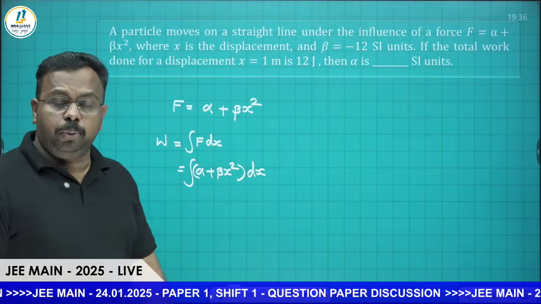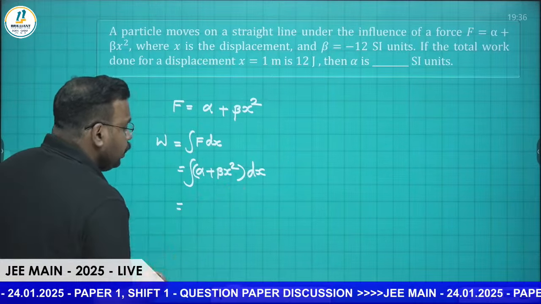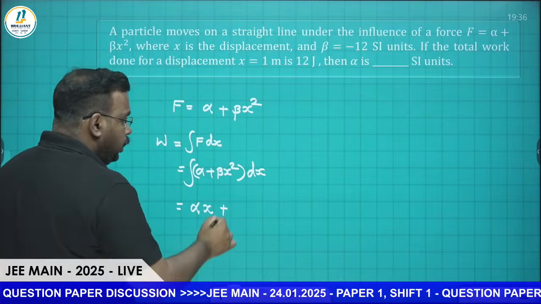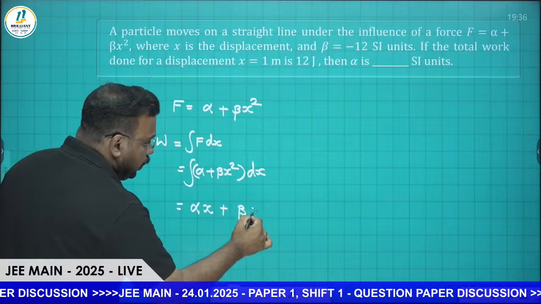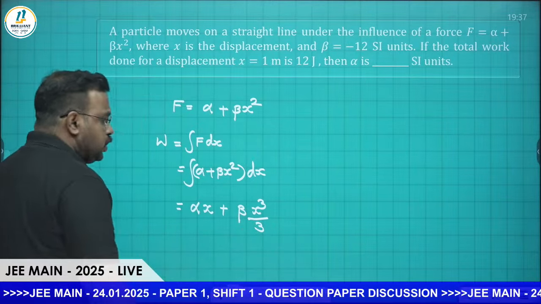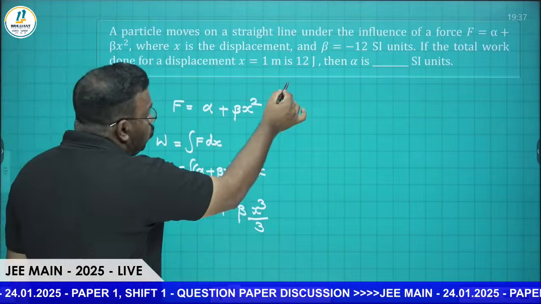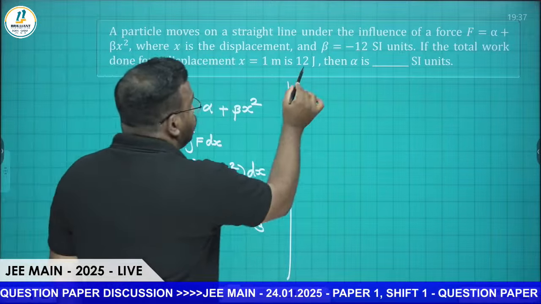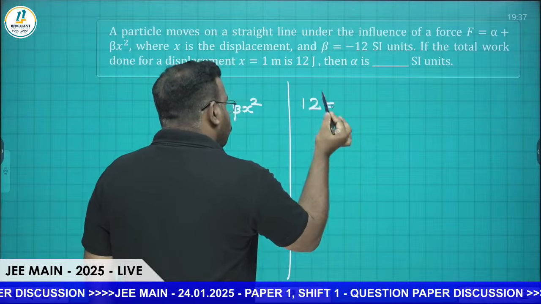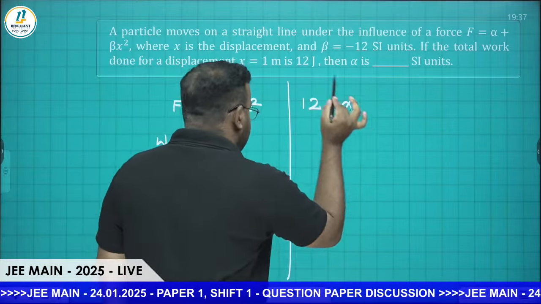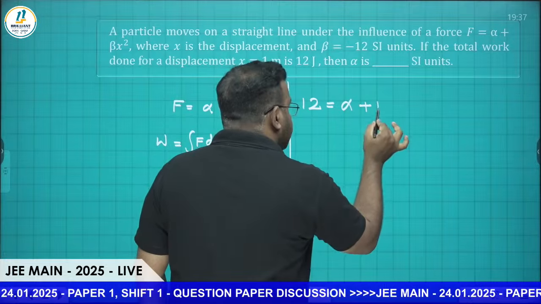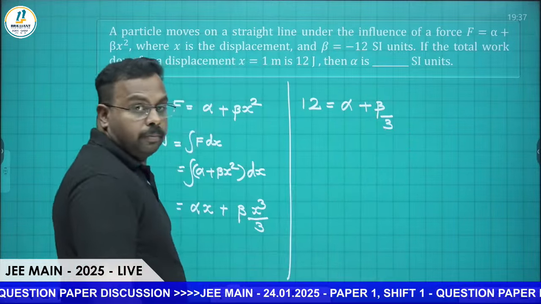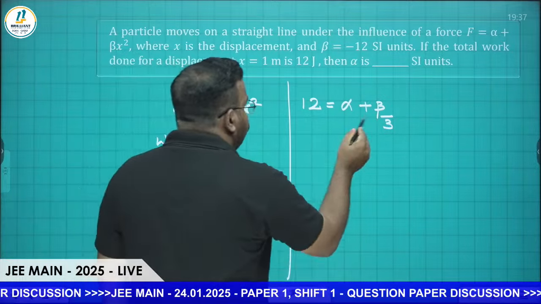So there are 2 terms, we have to integrate both the terms. Integral alpha dx is alpha x plus beta into integral x square dx, which will be x cube by 3. Now, what is x value? x is equal to 1 meter. So initial limit you can take 0. That work done is 12. So 12 is equal to alpha x, which is alpha itself, plus beta into x cube by 3, x is 1, so we get 12 is equal to alpha plus beta by 3.